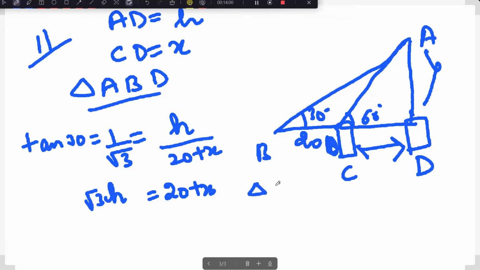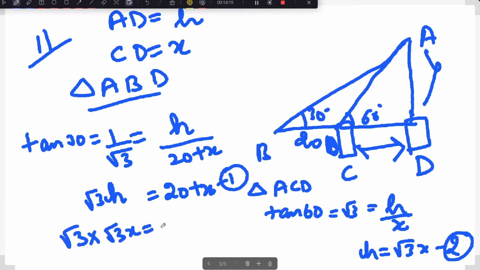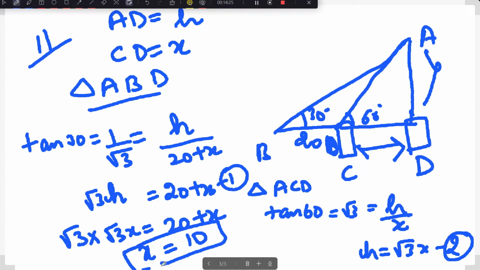Let's look at triangle ACD. Tan of 60, which is root 3, is H by X. So what is H? Root 3 times X. We'll substitute this value of H here. When we substitute the value of H, this becomes this. So we solve for X, X becomes 10. So the width of the canal is 10. What is the height? Height is 10 root 3. So the height of the tower is this. So this is the answer.